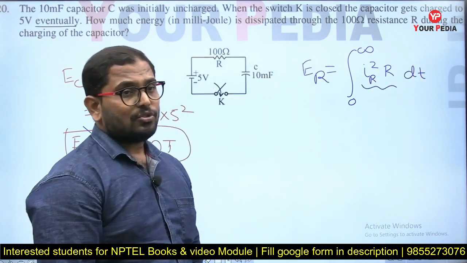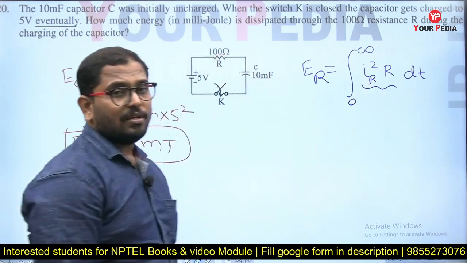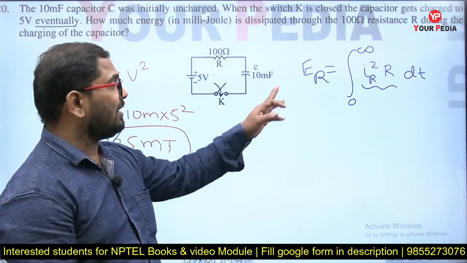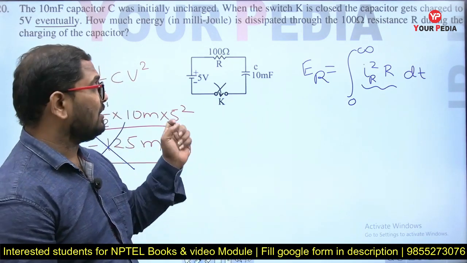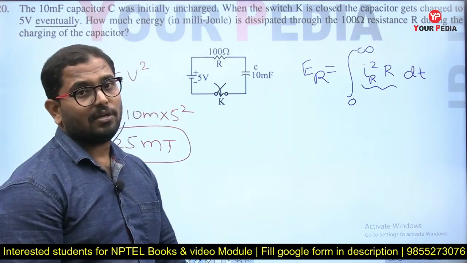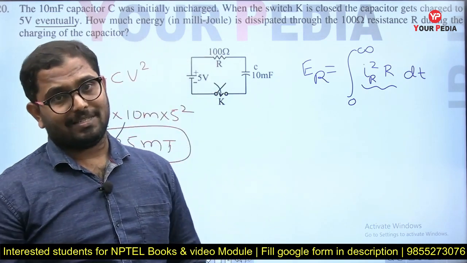So first we need to calculate the current expression of your resistor, then use the obtained expression in the integration, integrate the given function and substitute the limits, and then you will get the final amount of energy dissipated through the resistor.